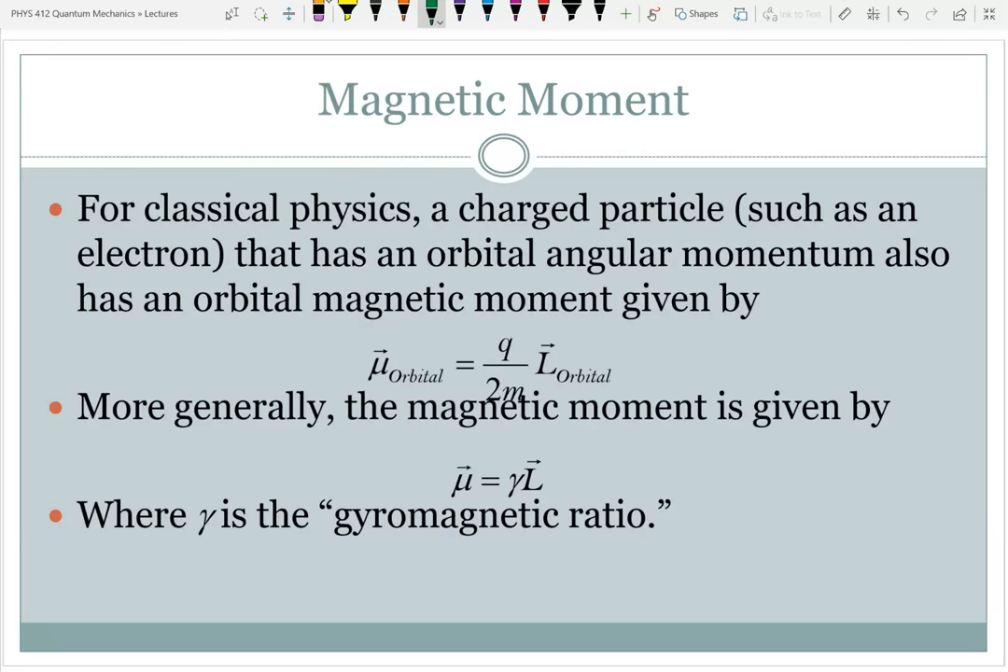More generally, we take this term here and we call it the gyromagnetic ratio, gamma. So in this case, gamma was equal to Q over 2m. The reason we call it gamma is because when we get to a solid object rotating about its axis, i.e. spinning, gamma is going to have a slightly different value.